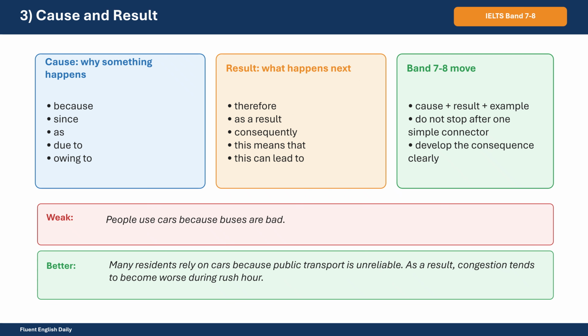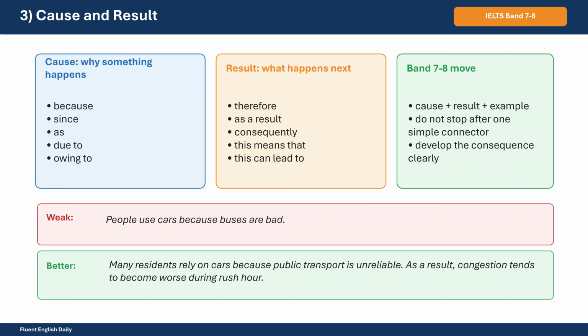Cause and result expressions help us explain why something happens and what happens because of it. To introduce a cause, use because, since, as, due to, or owing to. For example, many people move to large cities because there are more employment opportunities. Notice that because, since, and as are normally followed by a clause. However, due to and owing to are followed by a noun or noun phrase. For example, flights were delayed due to bad weather.